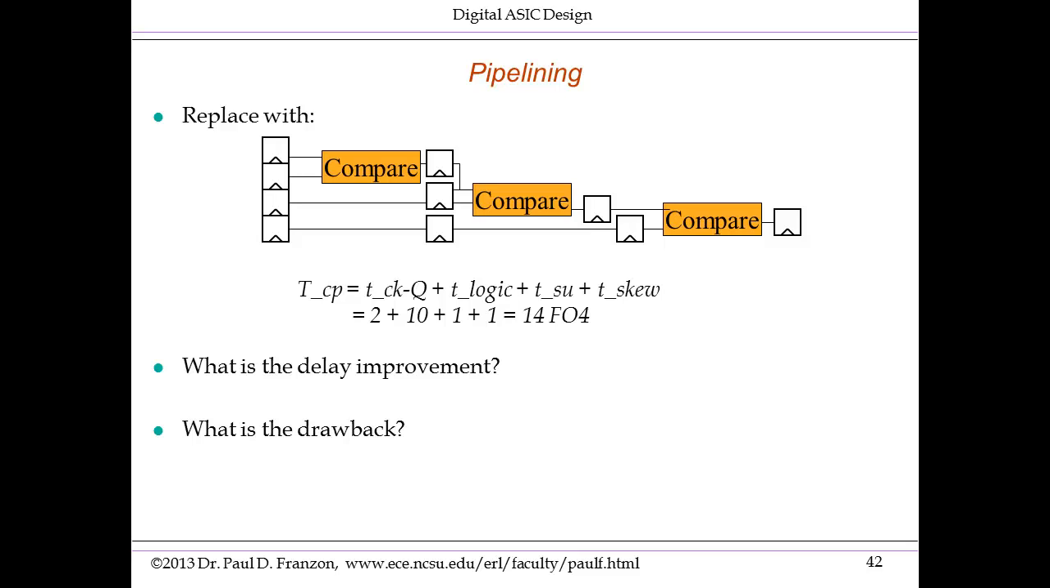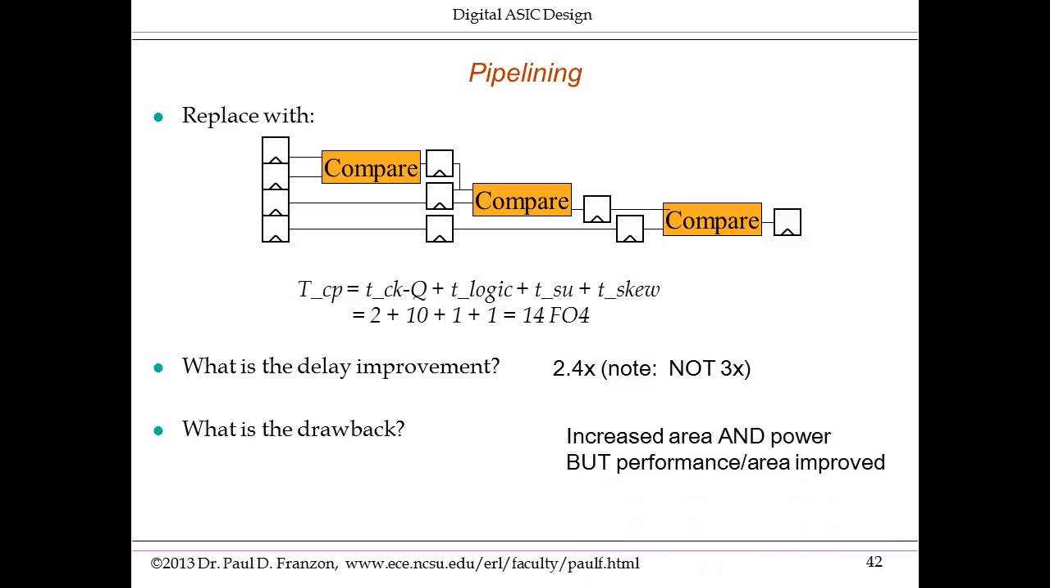So let's now calculate the clock period with the pipelined example. The logic path is now only 10 FO4, so the clock period is now 14 FO4. So the delay improvement is 2.4x, and note it's not 3x because of the setup, clock to Q, and skew associated with the clocked elements, the flip-flops.